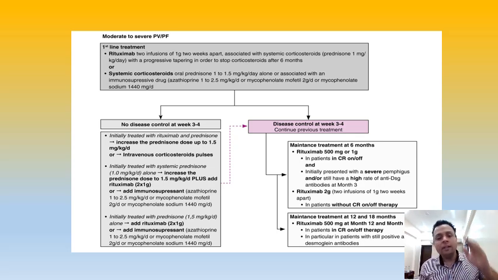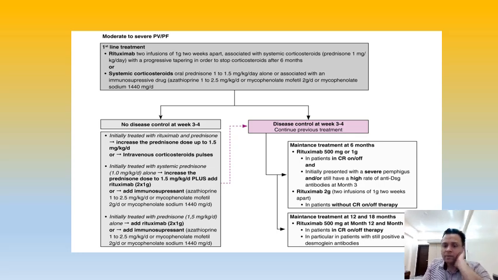Very common logic: if the disease is controlled with either rituximab, corticosteroid, or the combination of them, then continue the same thing. And plan for a relapse. Rituximab is there, initially presented with severe pemphigus, still having a high level of anti-desmoglein. This is very important: ELISA, you have to keep monitoring. So at the end of 3 months, still having anti-desmoglein 3 antibodies, you have to add a maintenance treatment at 6 months.